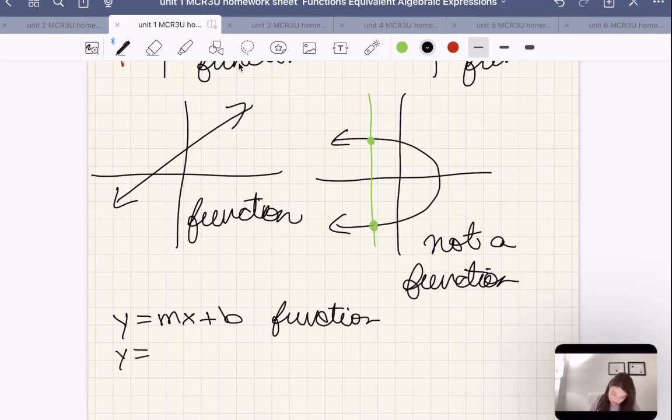And then what about quadratics? ax squared plus bx plus c. Well, let's think about it. Is it possible to have an input, an x value, and get two different y values out?